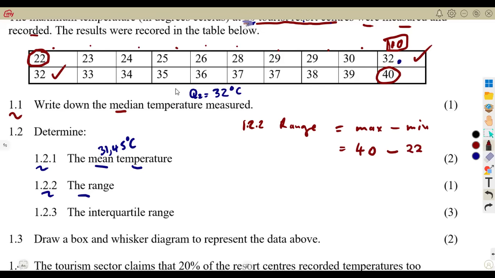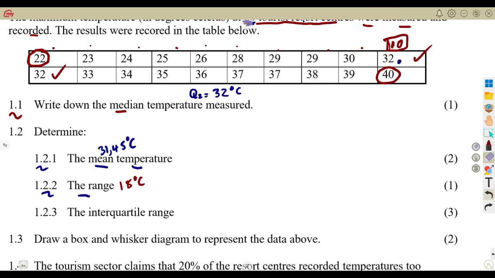So in this case, we are dealing with temperature. So that is the temperature range, which is going to give us 18 degrees Celsius. So it's just the difference between the maximum and the minimum value. Then the interquartile range.